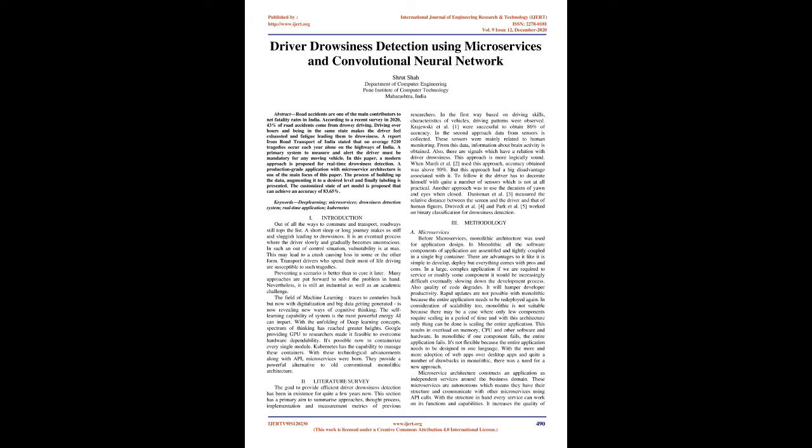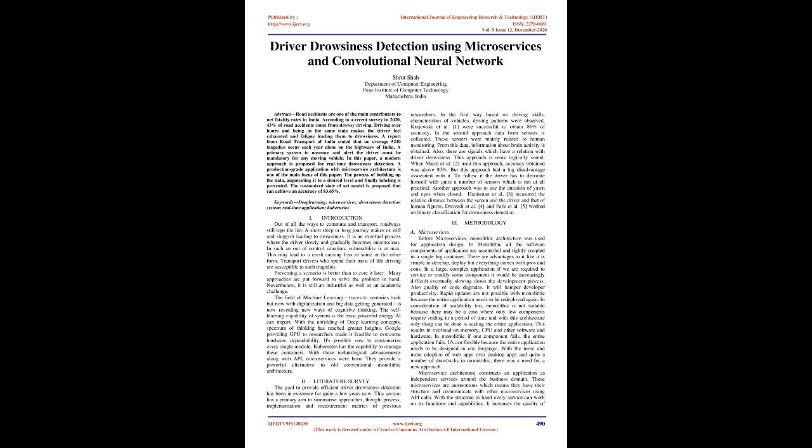2. Literature survey. The goal to provide efficient driver drowsiness detection has been in existence for quite a few years now. This section has a primary aim to summarize approaches, thought process, implementation, and measurement metrics of previous researchers. In the first way, based on driving skills, characteristics of vehicles and driving patterns were observed. Krajewski et al. [1] were successful in obtaining 86% accuracy.